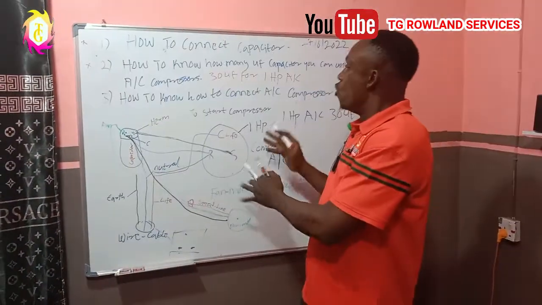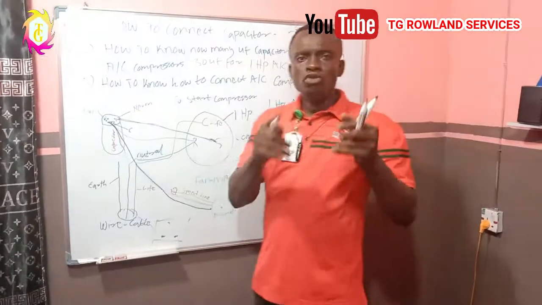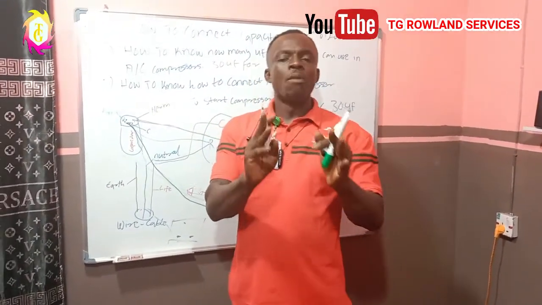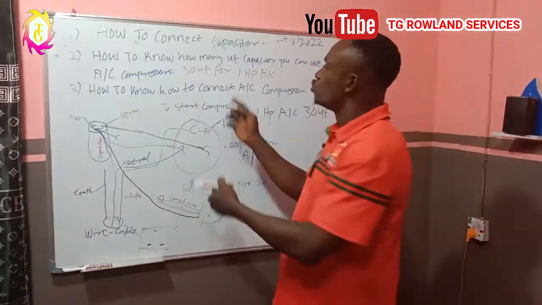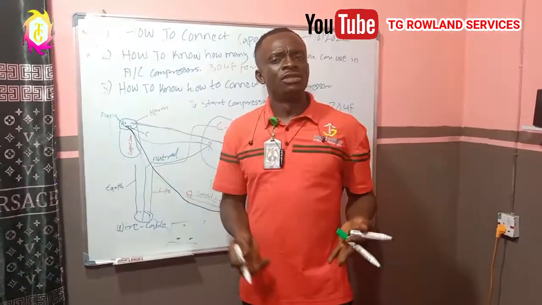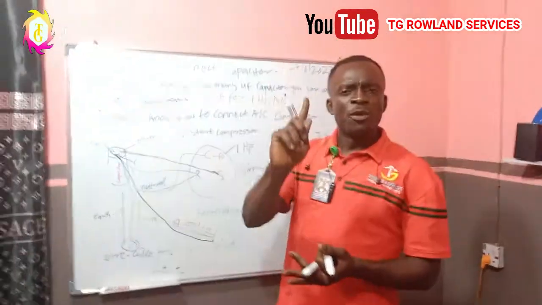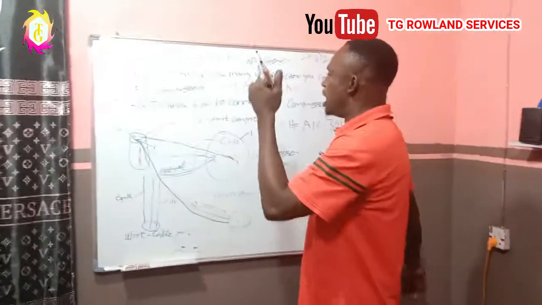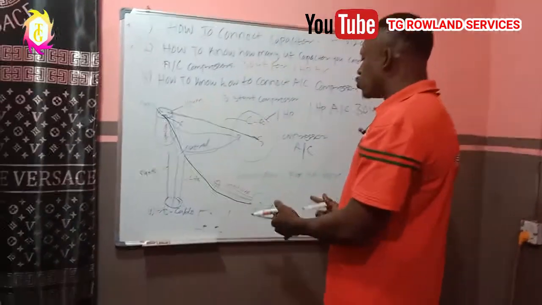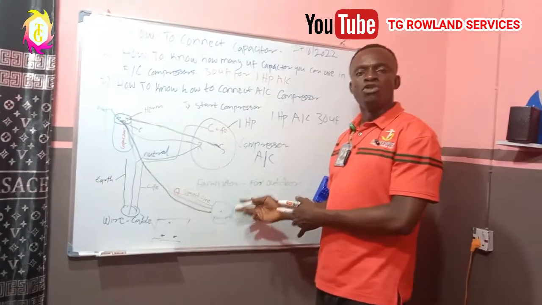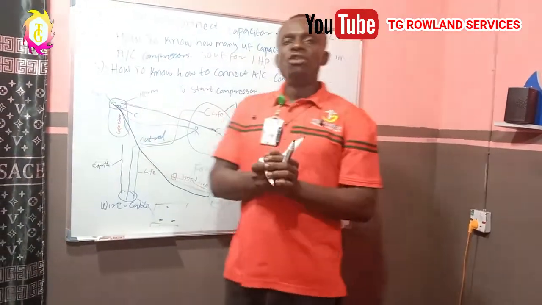But with this video, with this diagram, you can be able to do what? To start an AC compressor. And you can be able to do what? To know how many UF capacitor you can use in a 1 hp AC compressor. And in this same diagram, you can as well know how to connect an outdoor what? Fan motor.